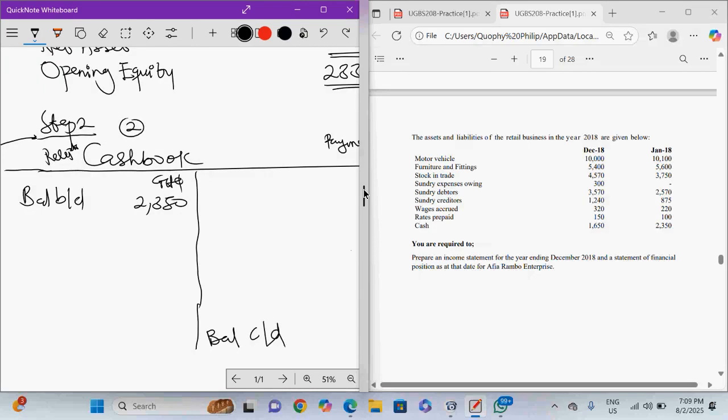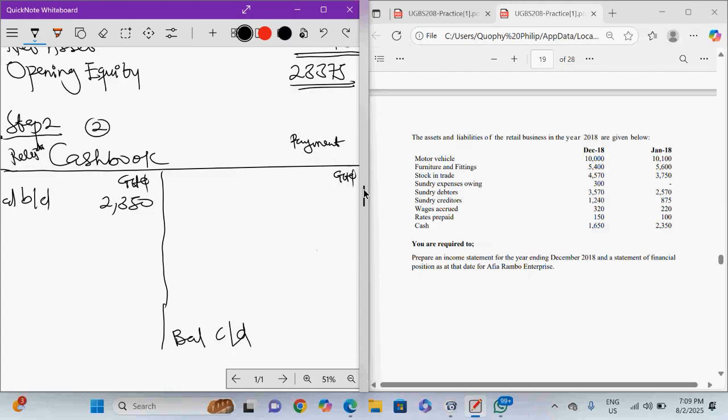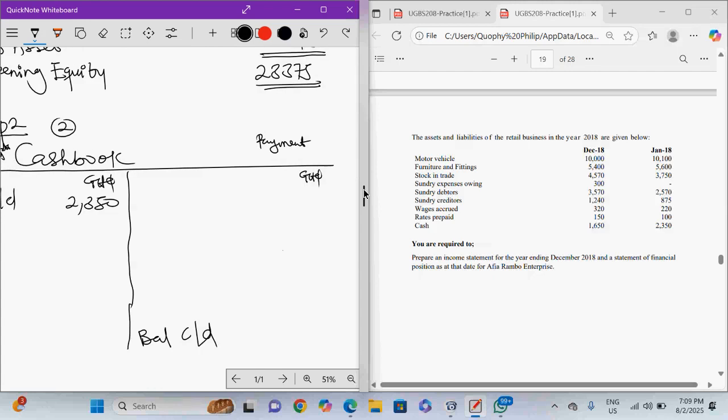So balance CD, what is the balance CD amount? It is 1650, right? That is the closing balance. So if the BD is at the debit, the CD will be at the credit, and vice versa. All right.